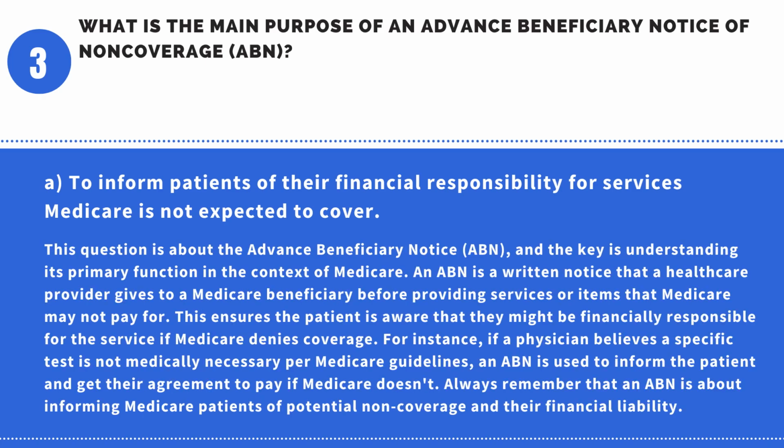Answer: A. To inform patients of their financial responsibility for services Medicare is not expected to cover. This question is about the Advance Beneficiary Notice, ABN, and the key is understanding its primary function in the context of Medicare. An ABN is a written notice that a healthcare provider gives to a Medicare beneficiary before providing services or items that Medicare may not pay for.